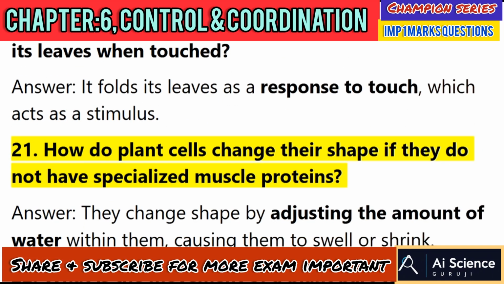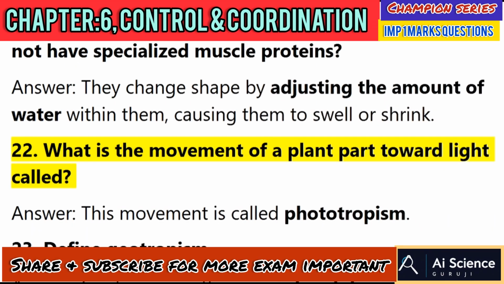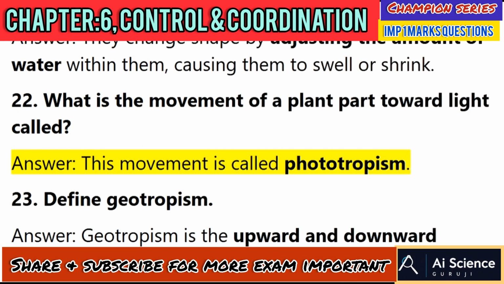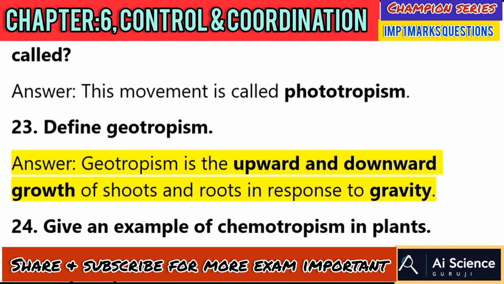21. How do plant cells change their shape if they do not have specialized muscle proteins? Answer. They change shape by adjusting the amount of water within them, causing them to swell or shrink. 22. What is the movement of a plant part toward light called? Answer. This movement is called phototropism. 23. Define geotropism. Answer. Geotropism is the upward and downward growth of shoots and roots in response to gravity.